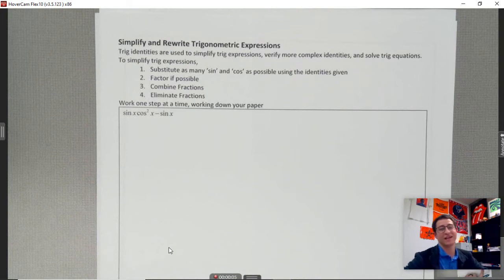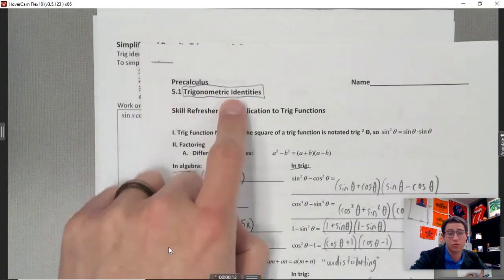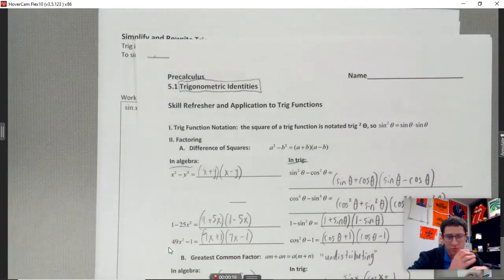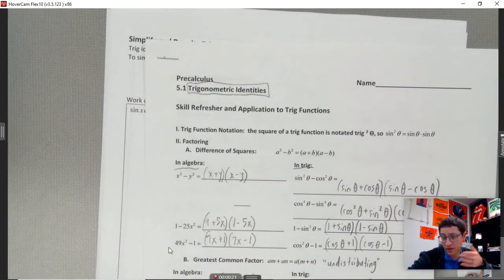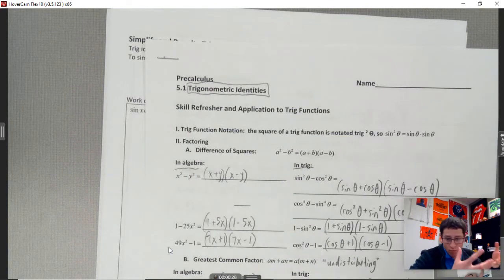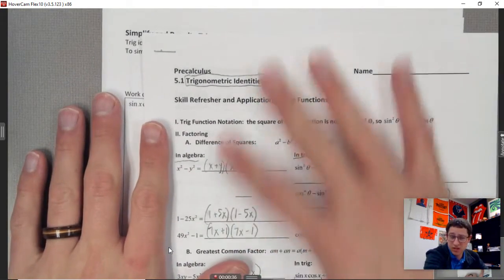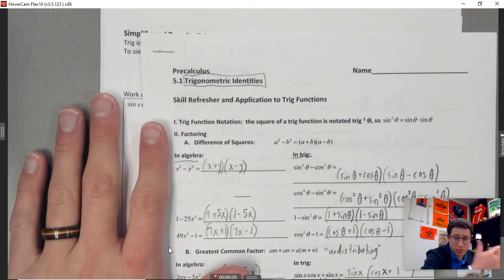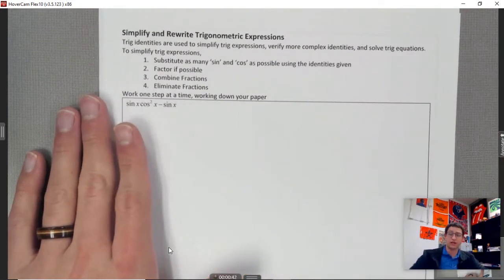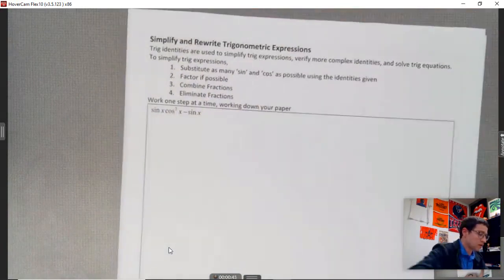Here we go, simplifying and rewriting trig expressions. Okay, so first of all, with this video, you definitely want to have the notes from last time, the 5.1 trig identities, the skill refresher, that thing where we were comparing the algebra and the trig comparison. We want to have all those and be relatively comfortable with it. I know that we're still learning this, but as we're still learning it, we definitely want to have this handy so we can reference some of these properties that we learned and try to apply them to simplify trig expressions.